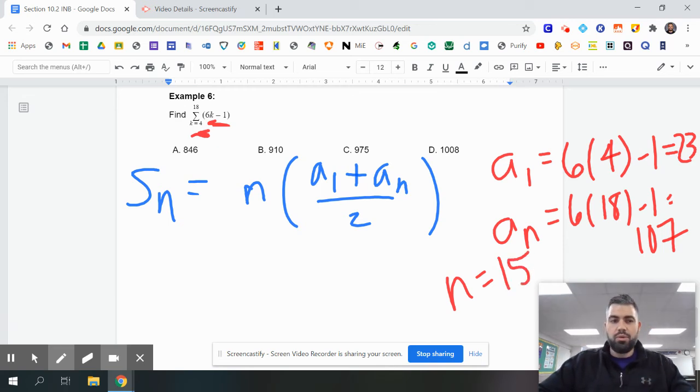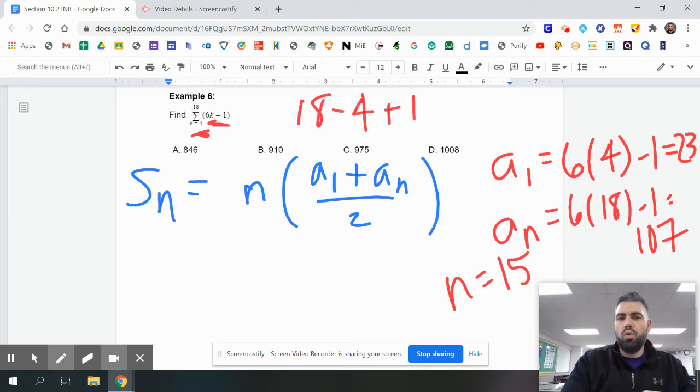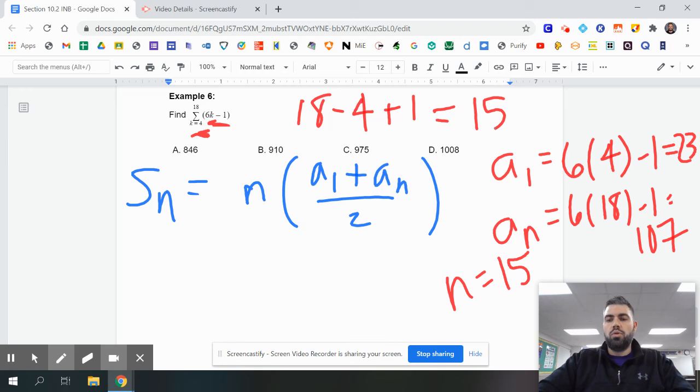So a good way to remember this would be, you're going to take the last term, in our case 18, minus the first term, 4, and then plus 1, right? 18 minus 4 plus 1, because we have to include one of those numbers, right? And so when we do that, we end up getting 15, which is n, okay?